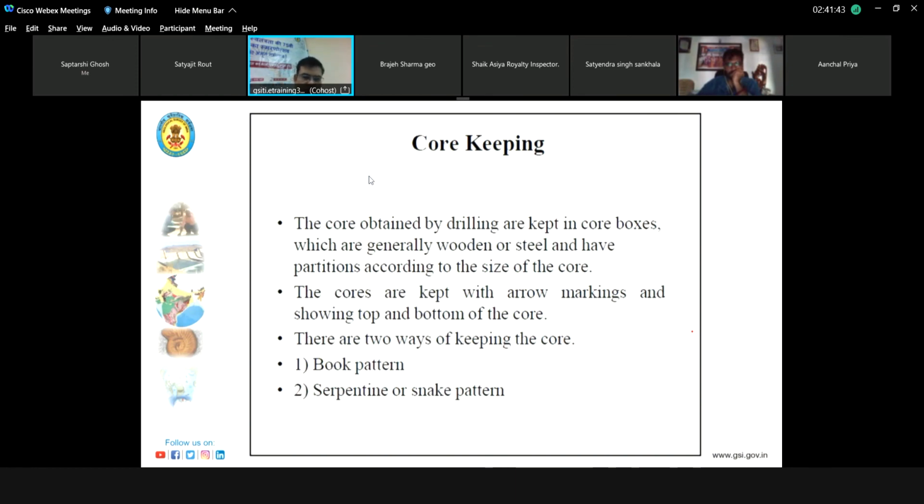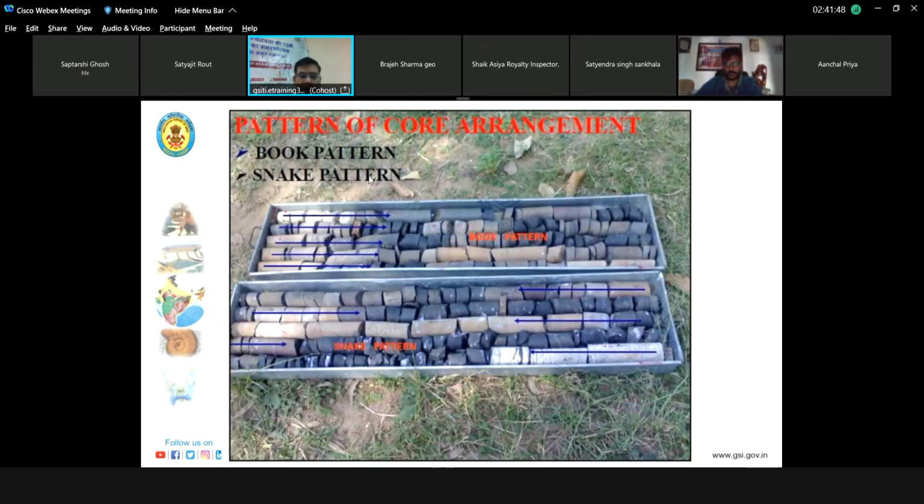There are two types of core keeping we are following, that is book pattern and serpentine or snake pattern. Book pattern, you start from this one, again you start from this one, again from this one and come to this end. This is the book pattern. But in serpentine pattern, you have to follow from this side, then again from this side, again this side. This is snake pattern. Suppose you are going this one, then this one, again this one, like that you have to keep the core.